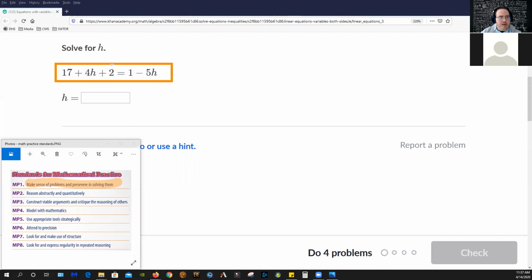So here's the equation, and we are just simply told to solve for h. Well, okay, I guess this is going to be a lot of combining like terms and then inverse operation work. So let's see what happens. First thing I would do on my own paper is write out the actual equation itself. 17 plus 4h plus 2 equals 1 minus 5h.